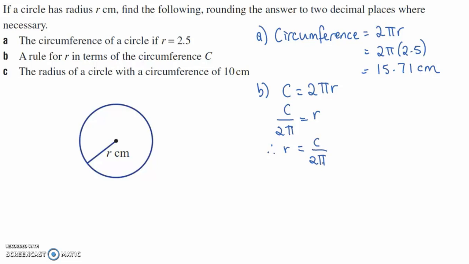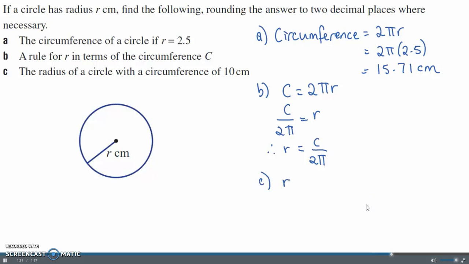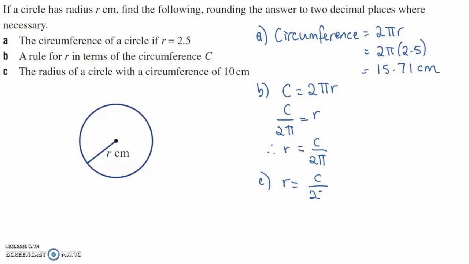Lastly, we want to find the radius of a circle with a circumference of 10 centimetres. So let's just take our answer from part B, where r is equal to c over 2 pi. Substituting the value of c is equal to 10 in, we have that r is equal to 10 over 2 pi. Rounding to 2 decimal places, we find that r is equal to 1.59 centimetres.